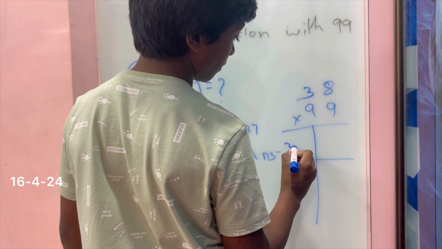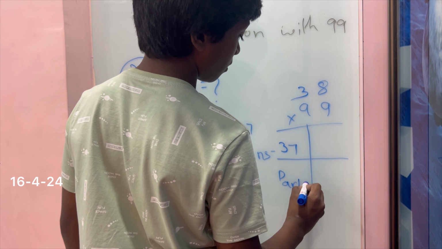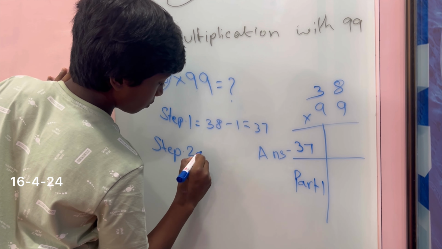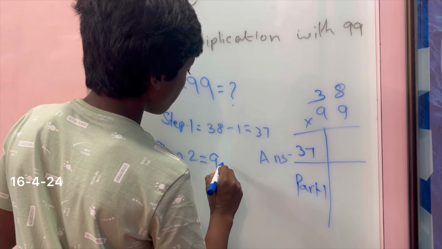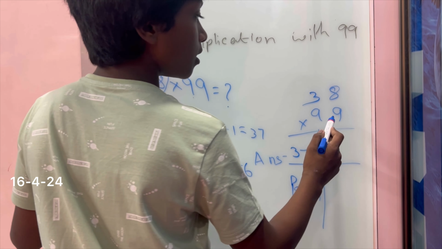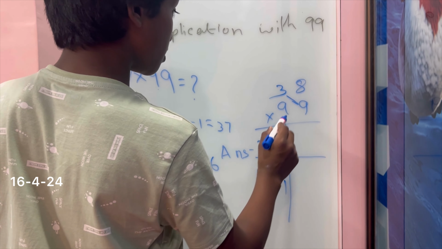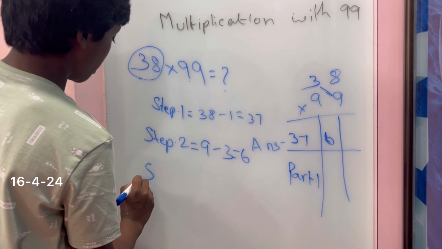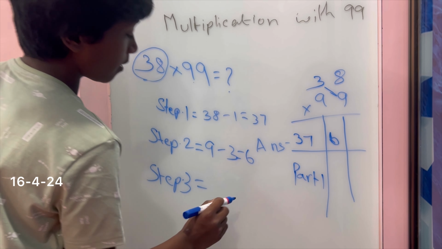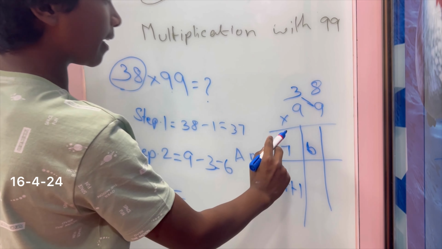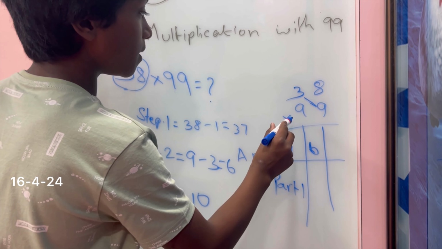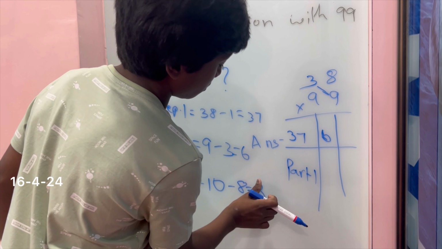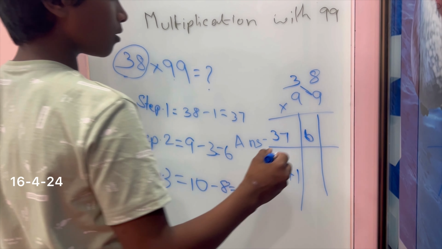So here we have to write 37. This is part 1. Okay. And step 2, we have to subtract 9 minus 3 is equals to 6. So we have to subtract these both. Okay, 9 minus 3 is equals to 6. You have to write it here. And the third part is step 3: you should not take 9, you have to take 10, because the 9 is in tens place. You have to take 10, and you should do 10 minus 8 is equals to 2. So you have to write 2 here.